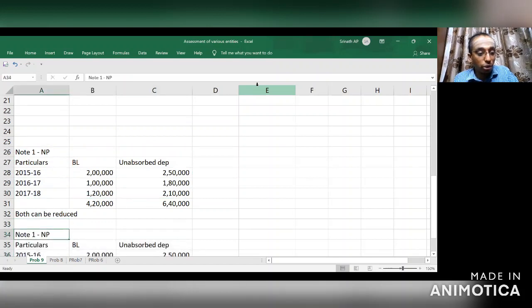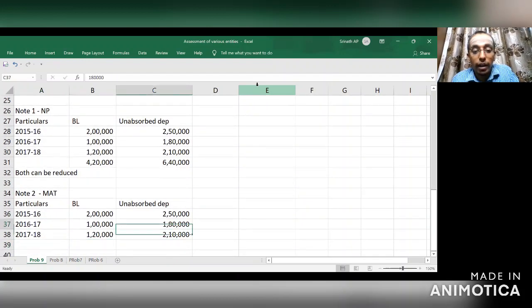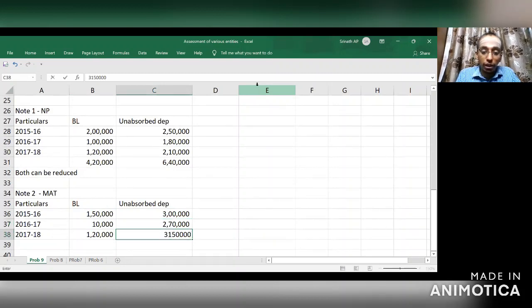Note 2 is for MAT. Unabsorbed depreciation is 3 lakhs. This is 2,70,000 for the next year and 3,15,000 for the third year.